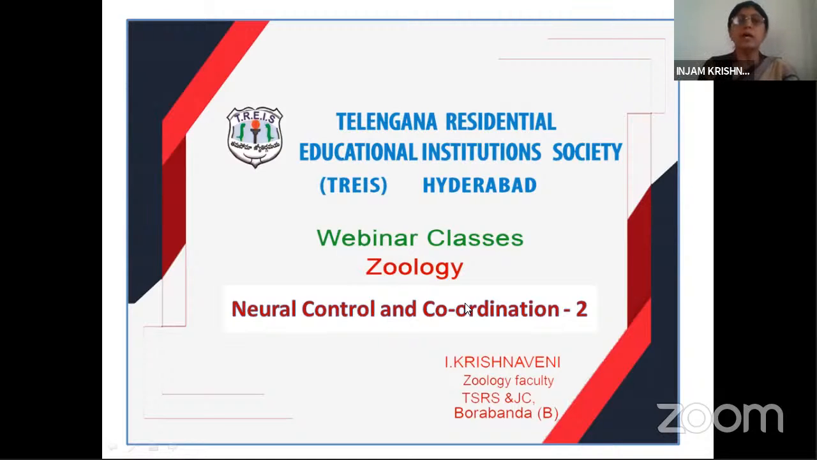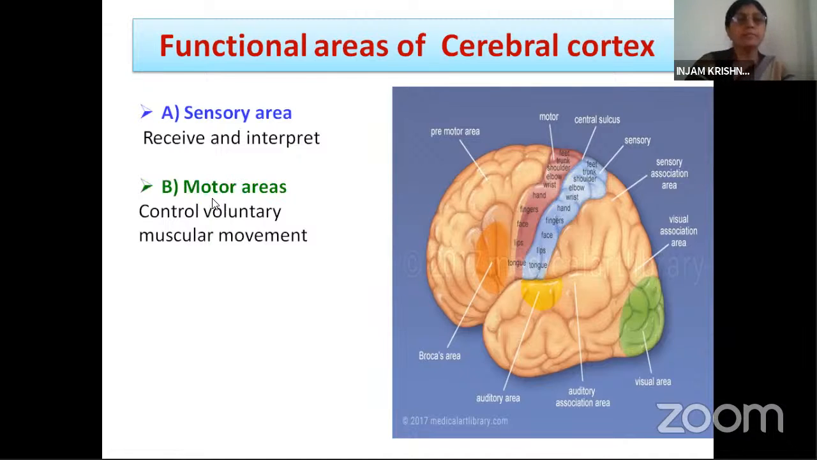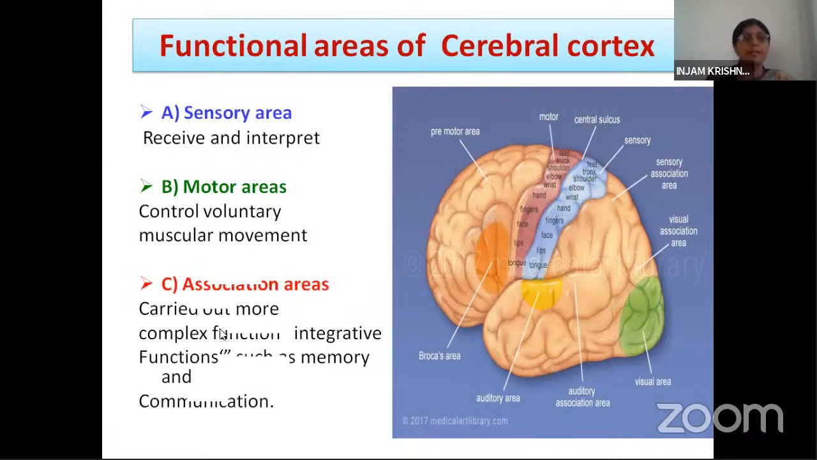Yesterday we started and completed up to the cerebrum and cortex. Now we are going to discuss the functional areas of the cerebral cortex. Already yesterday we mentioned this. Three areas are there: sensory areas, which receive and interpret; motor areas, which control voluntary muscular movement; and association areas, which carry out more complex integrative functions such as memory and communication. We have completed up to this.